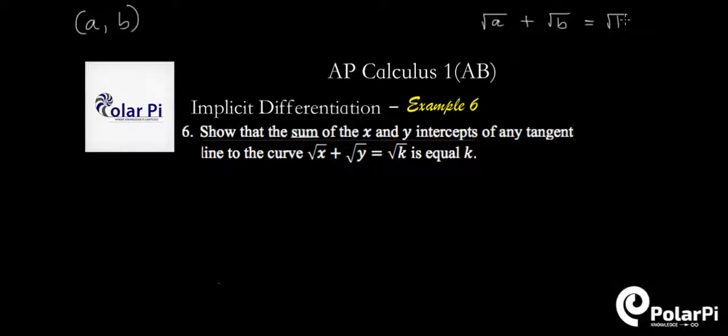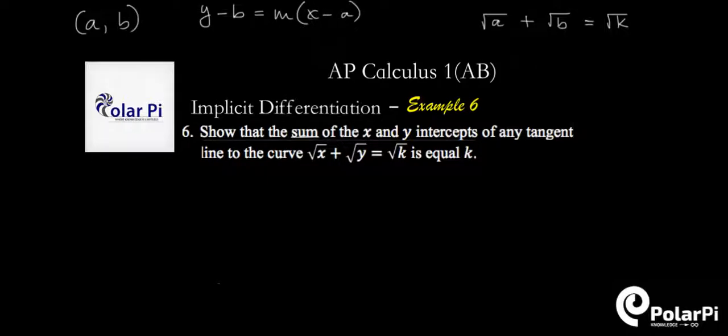But for all points ab that are on our curve, if we find their tangent line and then find the x and y intercepts of said tangent line and add them together, we need to have the value k. So now let's work on our tangent line. In point slope form, our tangent line will have equation y minus b, y minus y1, is equal to m times x minus a.